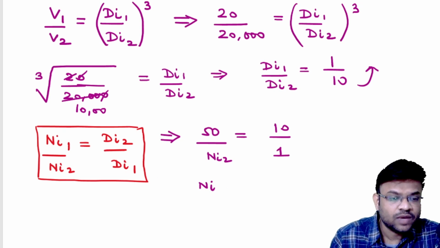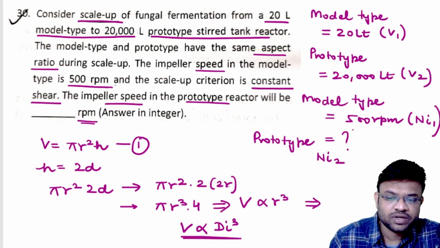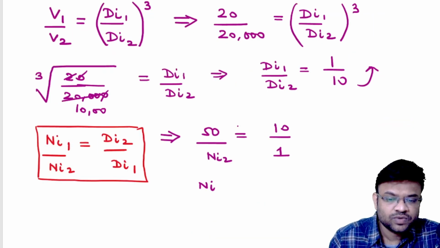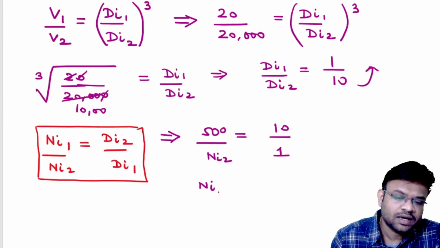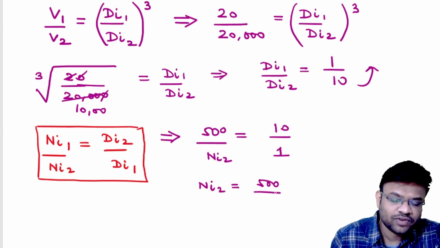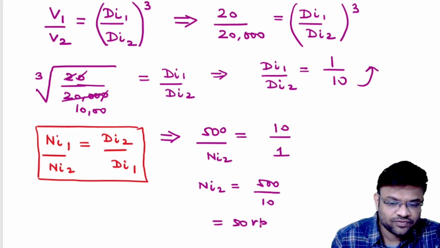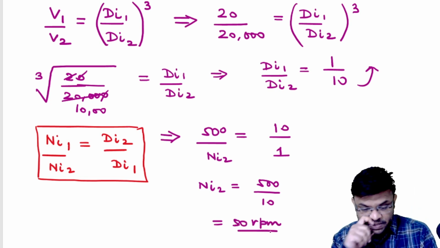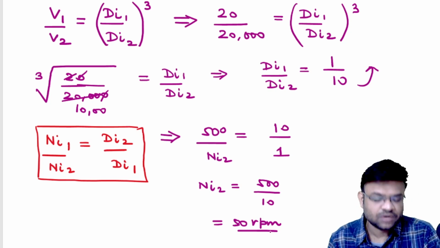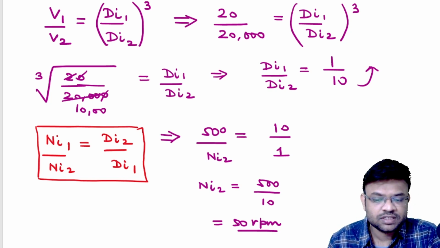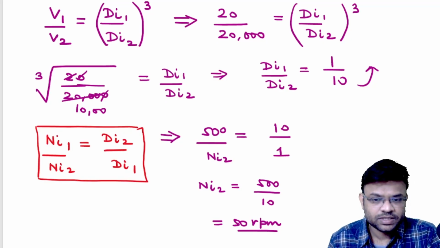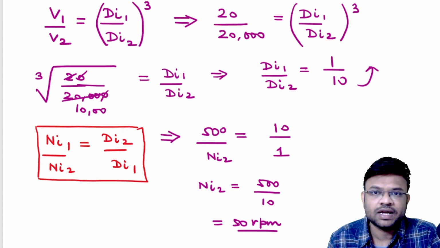Sorry, the Ni1 was given as 500 rpm. Sorry, I just wrote 50 rpm. So it was 500 rpm, and therefore Ni2 can be calculated as 500 upon 10, which is 50 rpm. So this is my speed. Yes, Ni2 comes out to be 50 rpm. In this way we can calculate the first question. I believe you would have got a clear understanding out of this.